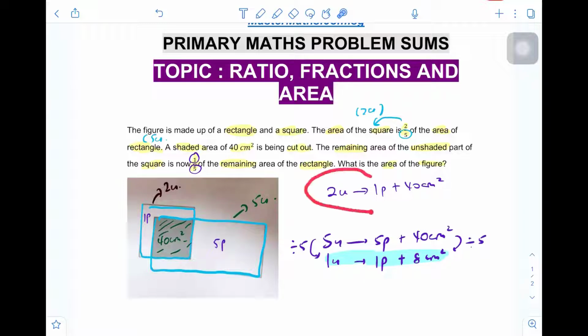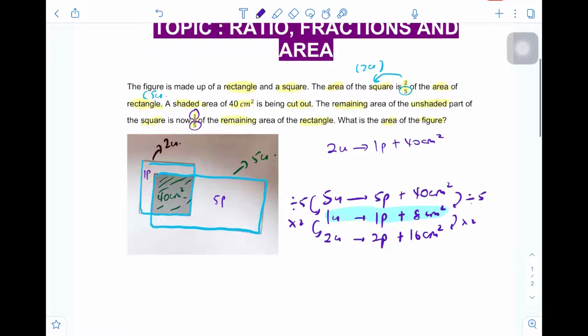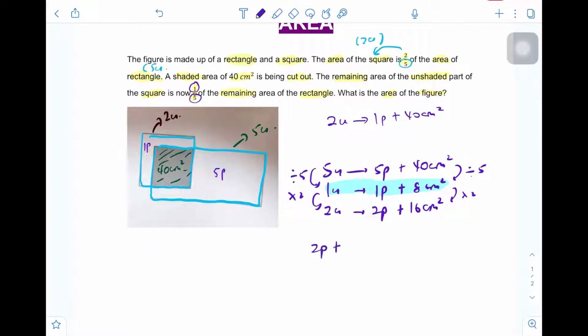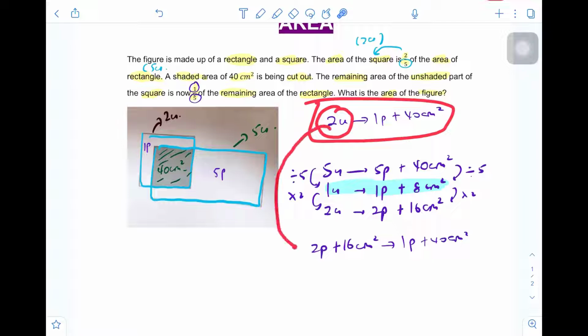So going back to the first line that we have written down, instead of writing 2 units, I can write 2 parts plus 16 square cm. Why? Because I times 2 here, times 2 here. So 2 units is the same as 2 parts plus 16 cm square, which is exactly the same as 1 part plus 40 cm square. How did I get that? It's exactly from this part. All I've done is replace the 2 units with 2 parts plus 16.